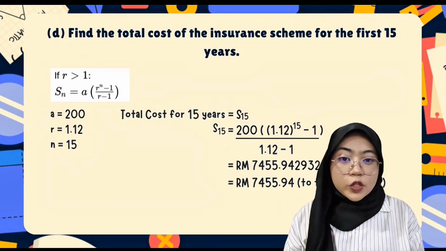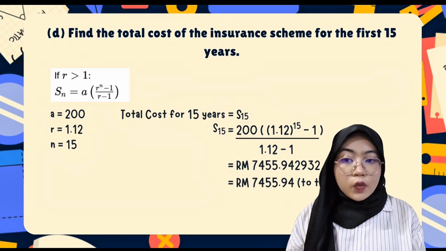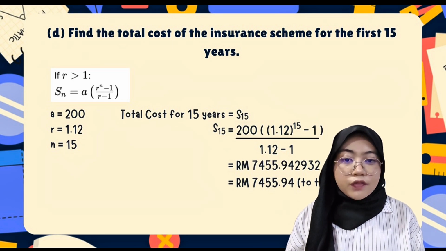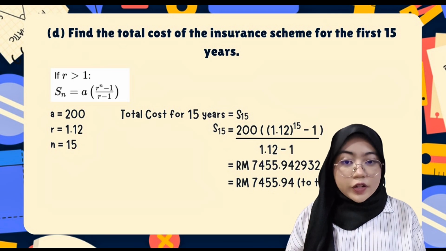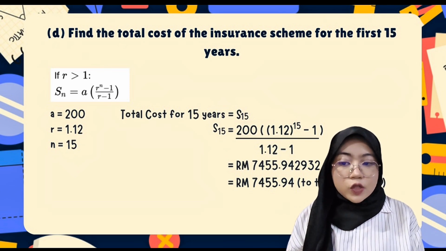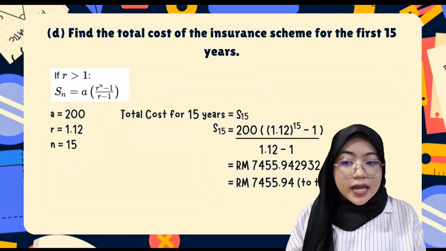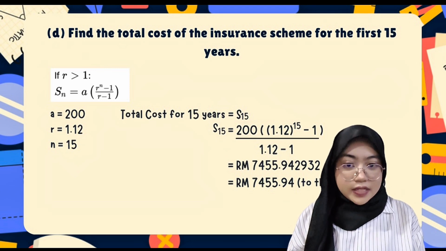And now we'll be moving on to the last question for this main question, which is D. Find the total cost of the insurance scheme for the first 15 years. So we want to find the total cost. We're going to use the formula of sum of n terms. And since our R is 1.12, we are going to use the formula if R is more than 1, Sn equals A in brackets R^n minus 1 over R minus 1 and close the brackets. So our A will be 200, our R will be 1.12, and our n will be 15, since it says first 15 years. So for the total cost for 15 years, we'll label this as S15.